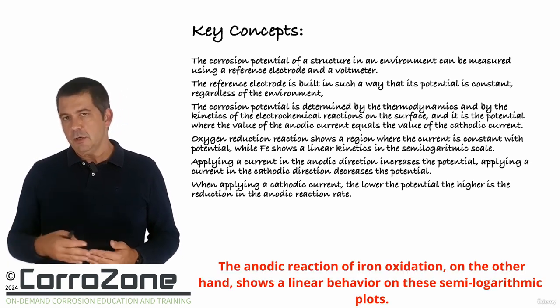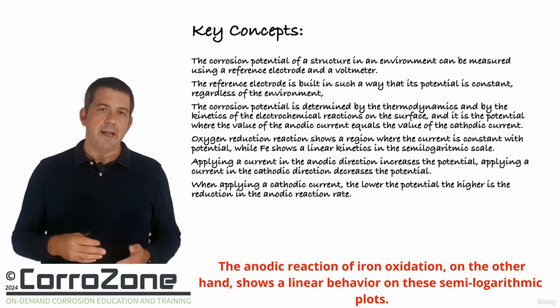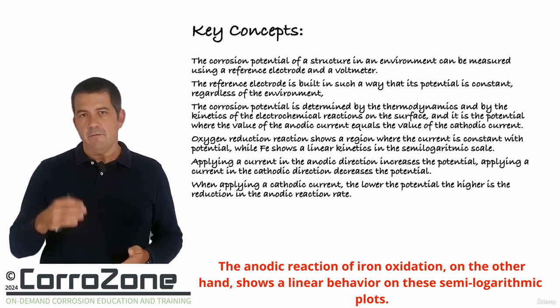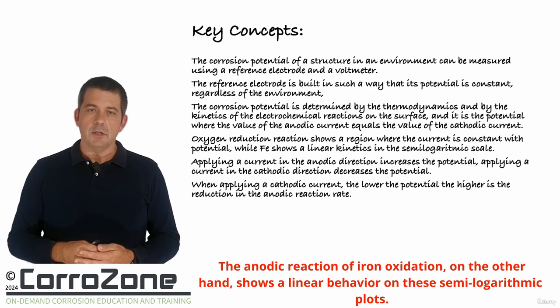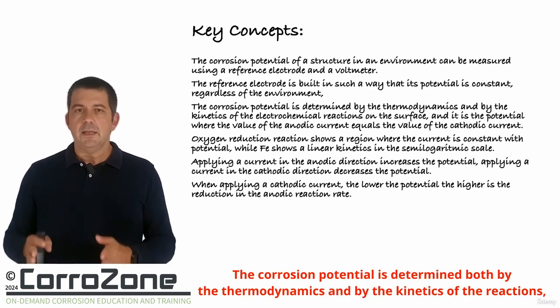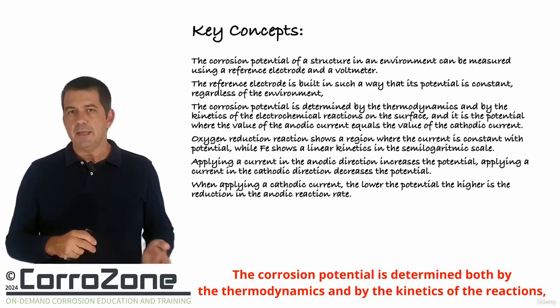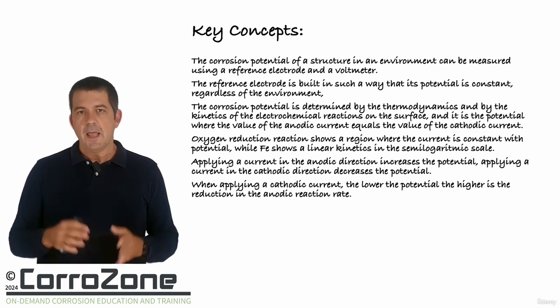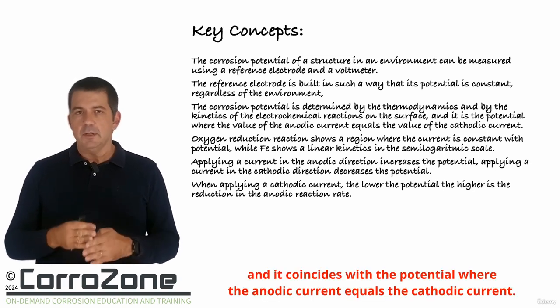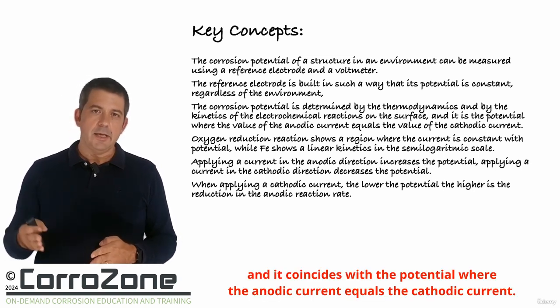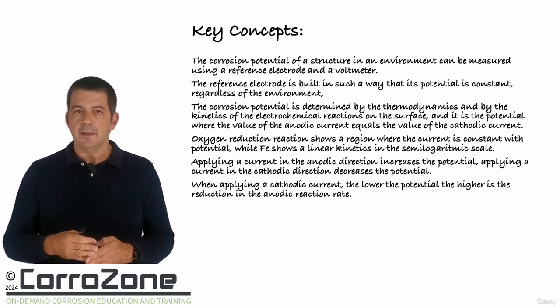The anodic reaction of iron oxidation, on the other hand, shows a linear behavior on these semi-logarithmic plots. The corrosion potential is determined both by the thermodynamics and by the kinetics of the reactions, and it coincides with the potential where the anodic current equals the cathodic current.